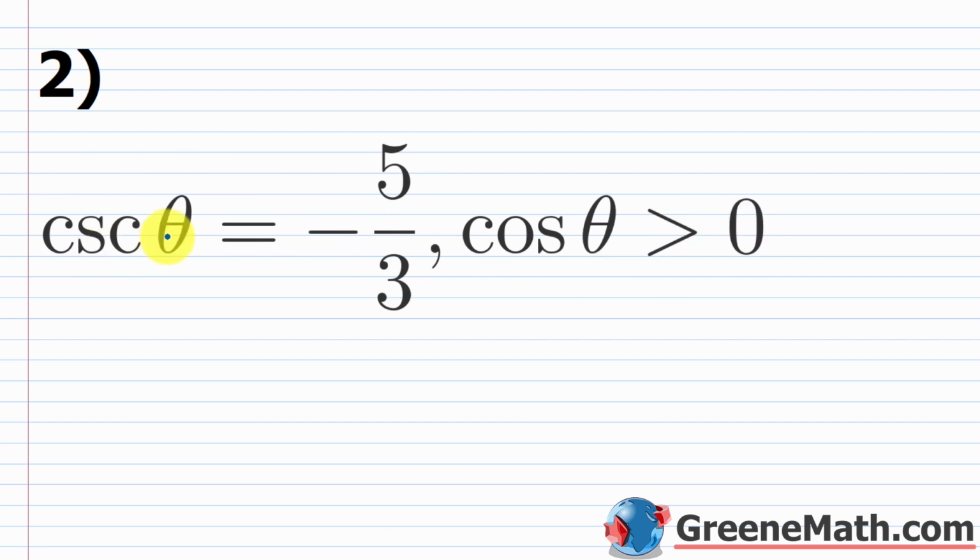So where is the cosecant of theta negative? Well, again, cosecant and sine are going to be reciprocals. They are both negative in quadrants 3 and 4. Then for the cosine of theta, it's going to be positive in quadrants 1 and 4. So once again, we know the overlap here is going to be in quadrant 4. So we'll just say that theta is in quadrant 4.